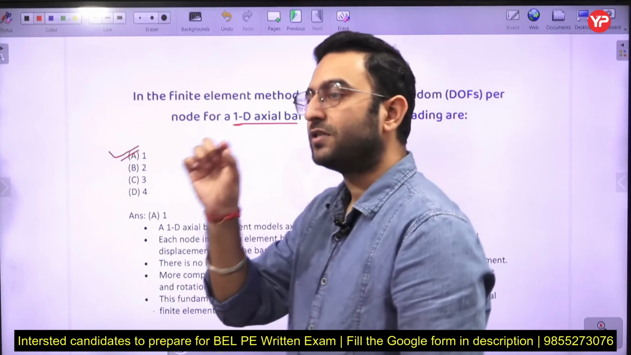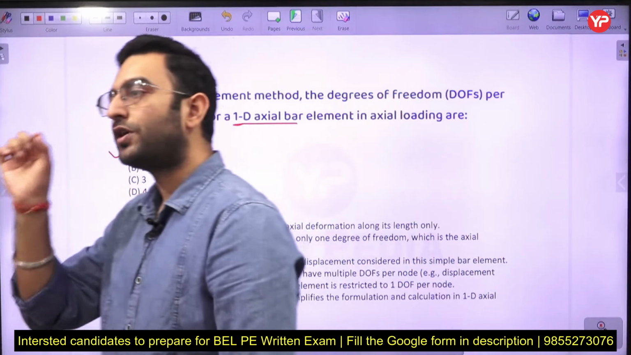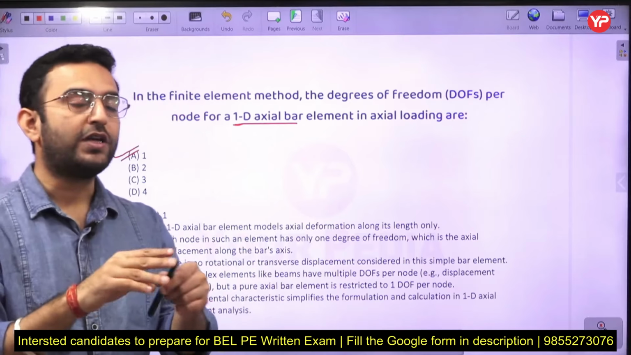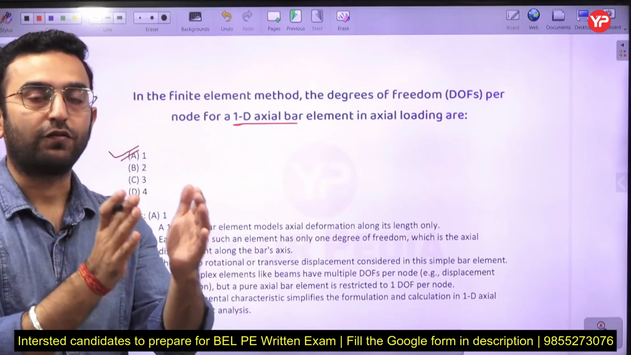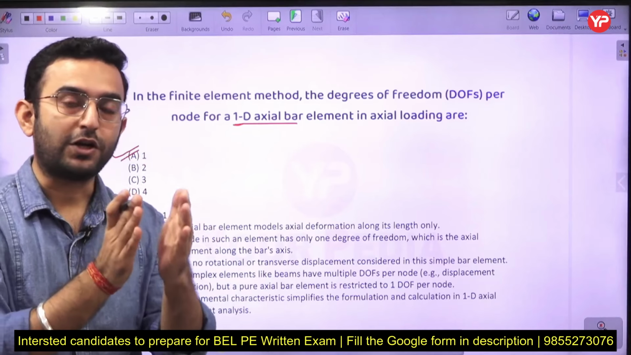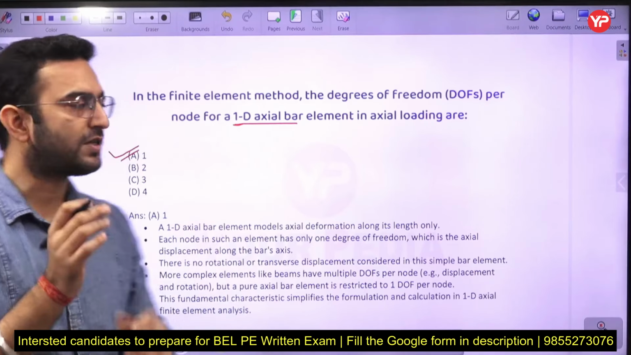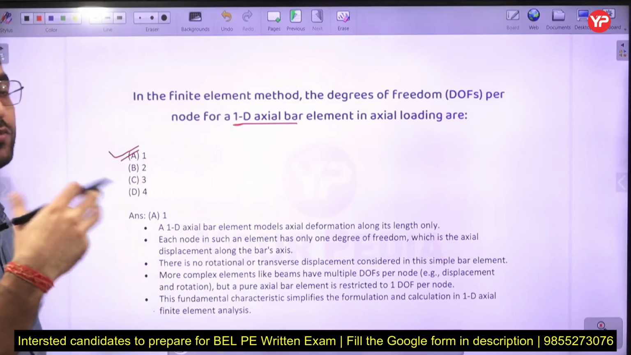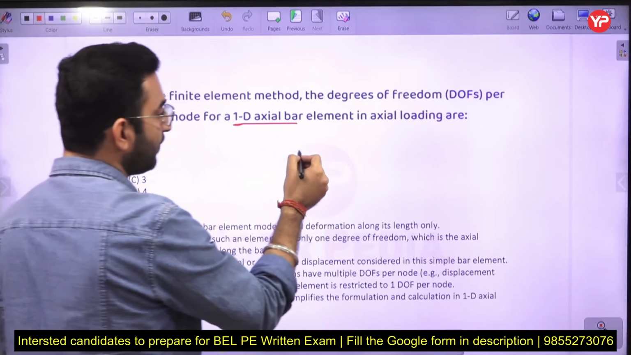Each element consists of some nodes. Each node has some degrees of freedom. Now we try to write down the relation, the differential equation, for each particular element. For example, why has the FEM become so famous? Why has FEM become so famous?